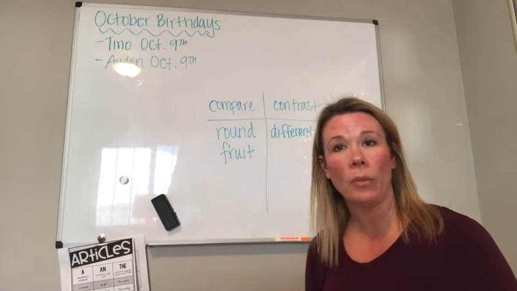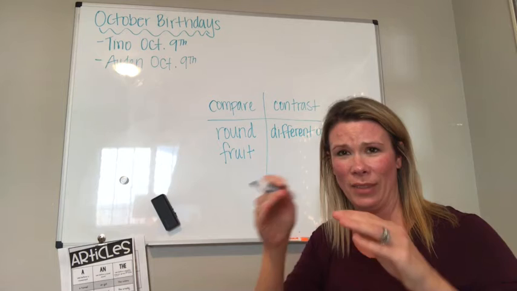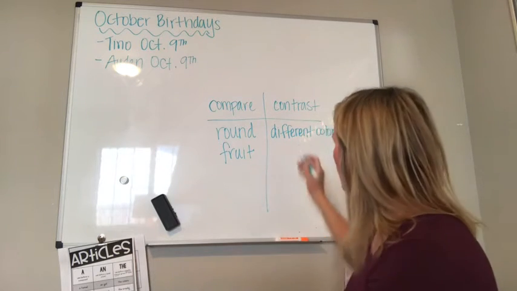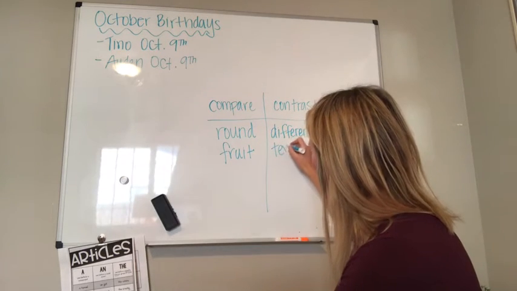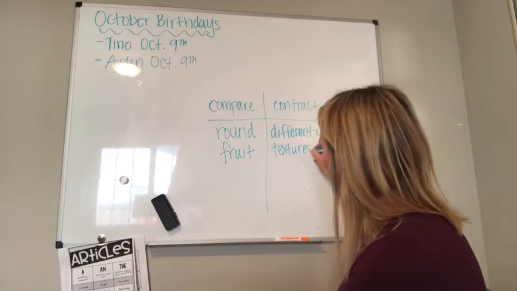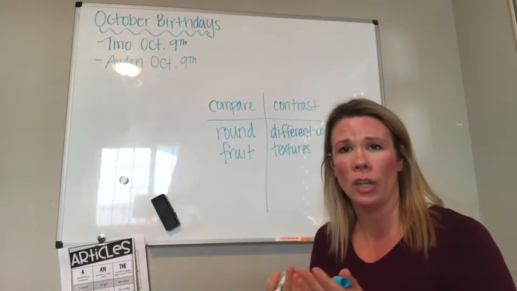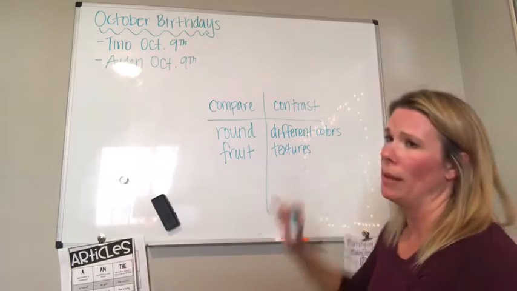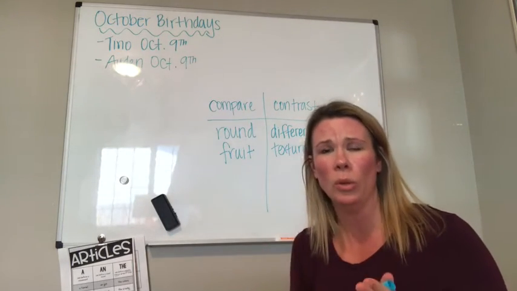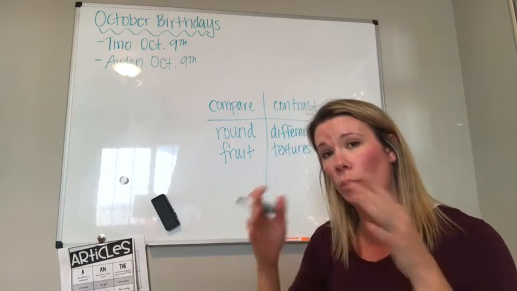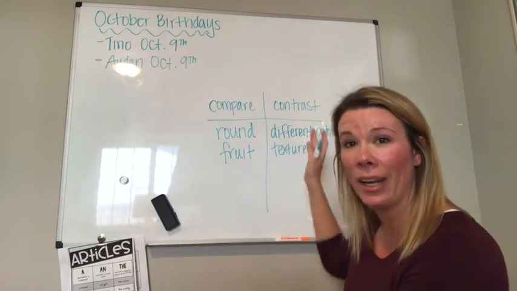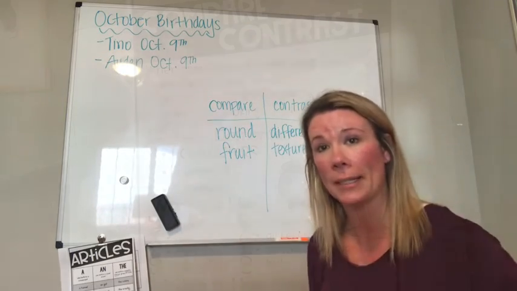What else is different? Well, the texture, the feeling of them, right, are different. So the textures of an apple and an orange are different. So the textures of them. So an apple is more smooth, whereas an orange is more rough. So that is how we compare and contrast two things.